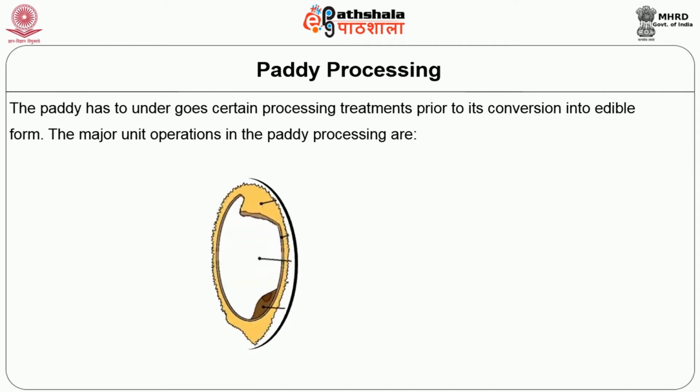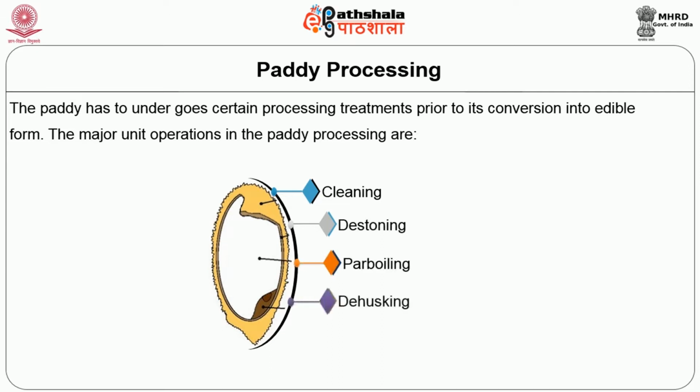The major unit operations in paddy processing are cleaning, destoning, and parboiling. Here, parboiling is normally an optional step. The next ones are dehusking and storage. The various unit operations and machinery involved in paddy processing are given in the image.